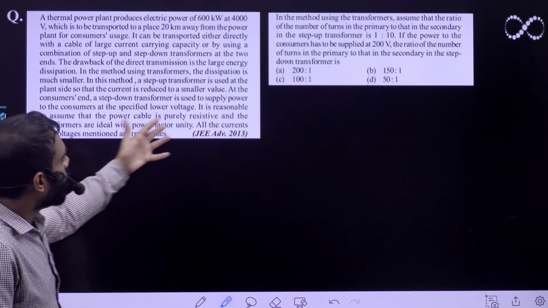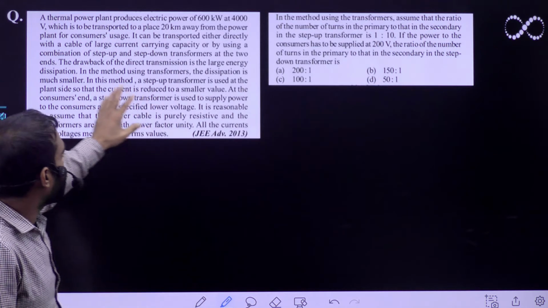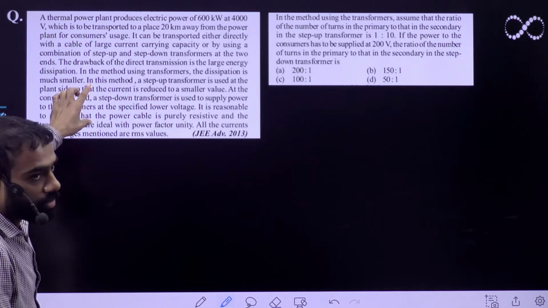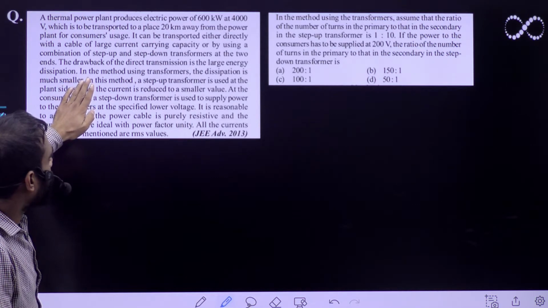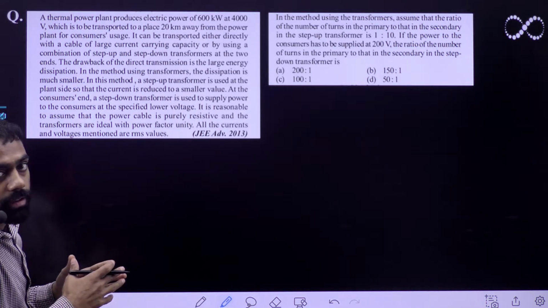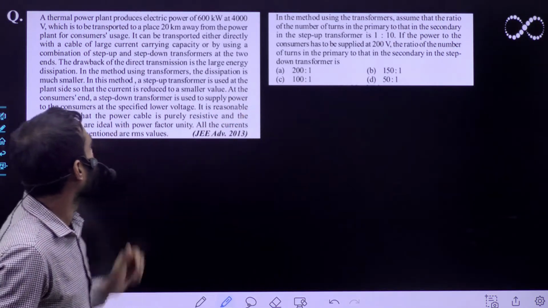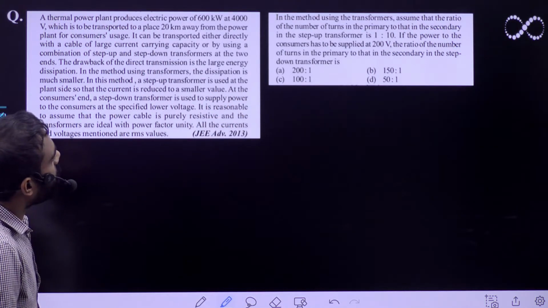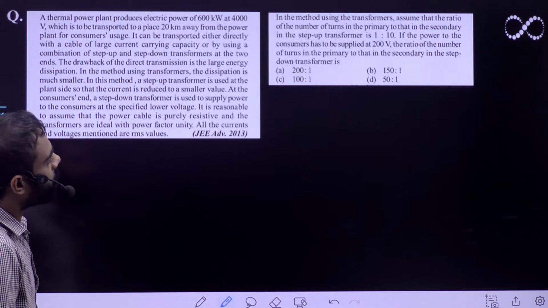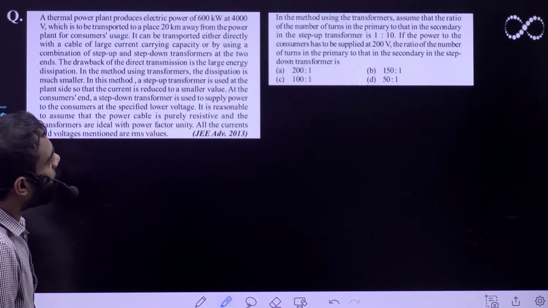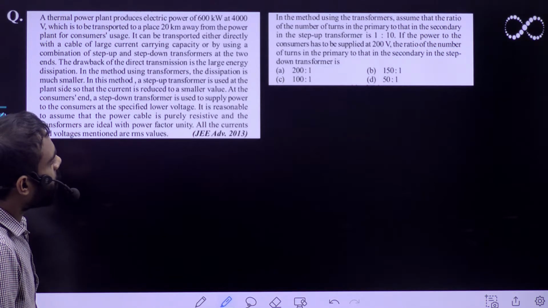So here this question is asking about the other method, that is, by using the step up and a step down transformer. यानी कि स्टेप अप एंड स्टेप डाउन ट्रांसफार्मर के मेथड से जो ट्रांसमिशन होगा उस बेसिस पे क्वेश्चन पूछा गया है. Okay, so let us see what is the question. In the method using transformers, assume the ratio of number of turns in the primary to that of the secondary in the step up transformer.